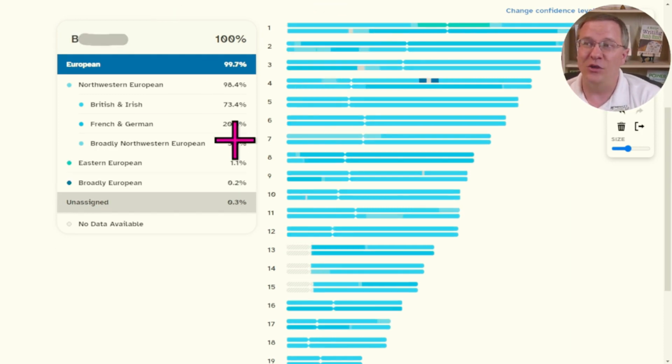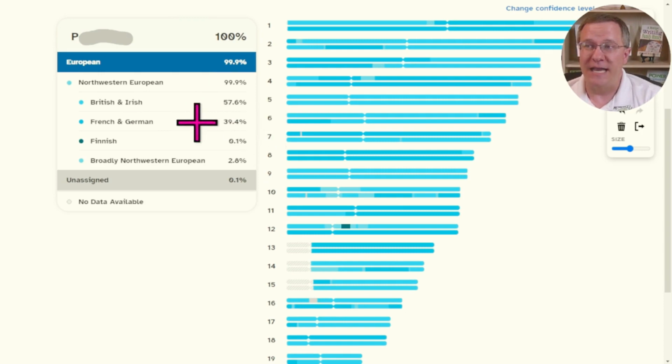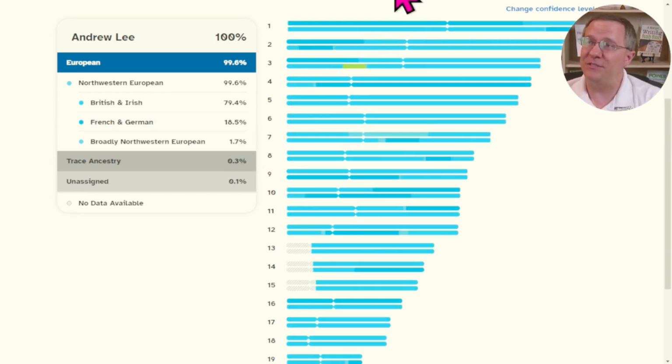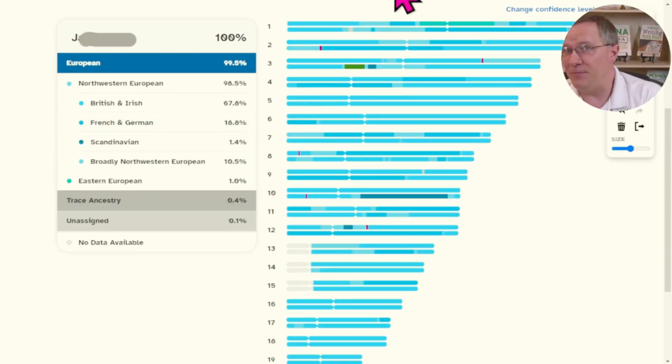If we go back and look at the next one, French and German, my oldest brother is 20%. My next older brother is almost double that, 39%. I'm a little less than that, 18.5%. And my younger brother's 18.8%. So again, we have about 20% difference between my brother that has the most and me that has the least in this case.